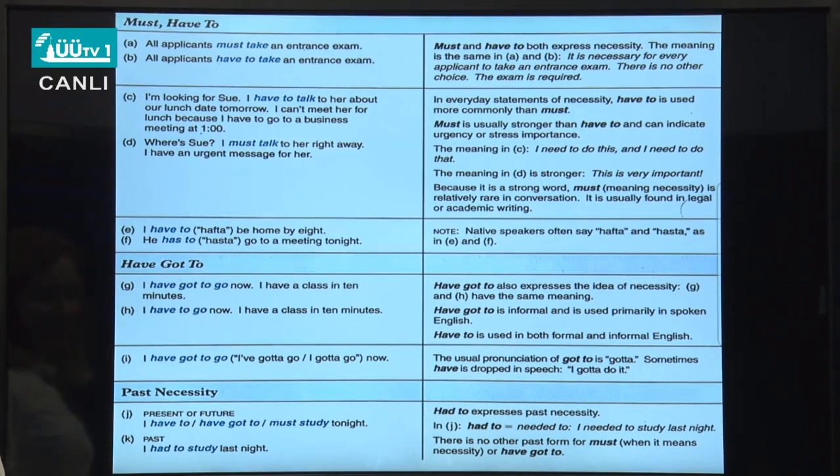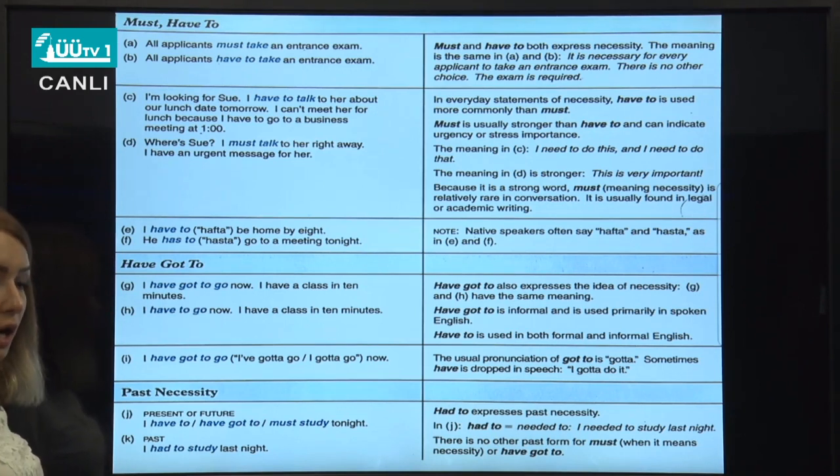What about past? The only thing we use for past is I had to. Instead of must, we use I had to study last night, for example. It means I needed to study. It is explaining the past necessity. There is no other past form for must. We can use must for future and present, but we can't use it for past.